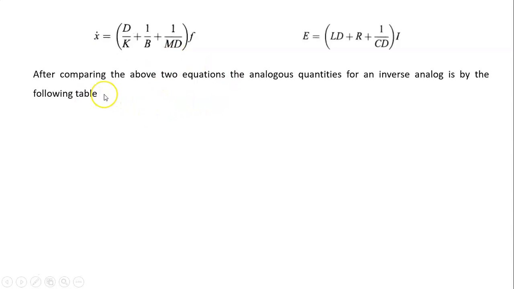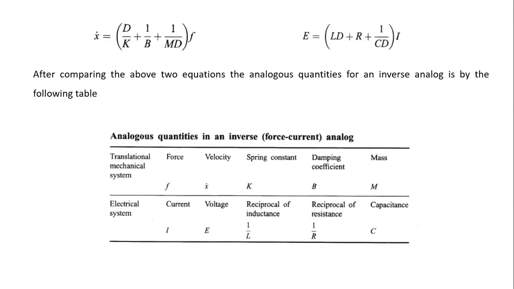Therefore the same thing is there. After comparing the above two equations, the analogous quantities for an inverse analog are given by the following table. Therefore these are the analogous quantities in an inverse or force current analog. Force F is analogous to current I, velocity x dot is equal to voltage E, spring constant K is equal to the reciprocal of inductance, 1 upon L, damping coefficient B is equal to the reciprocal of resistance, 1 upon R, and mass M is equal to capacitance C.